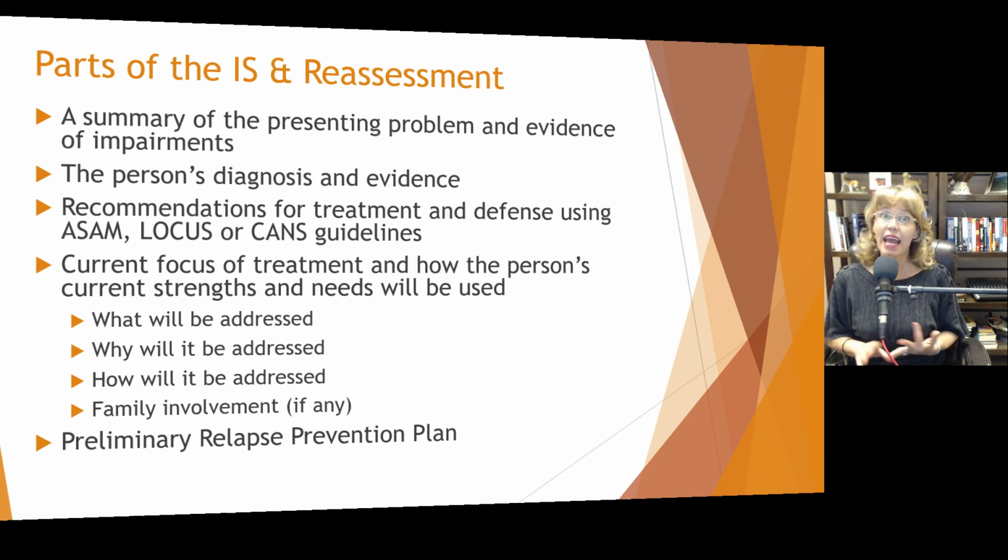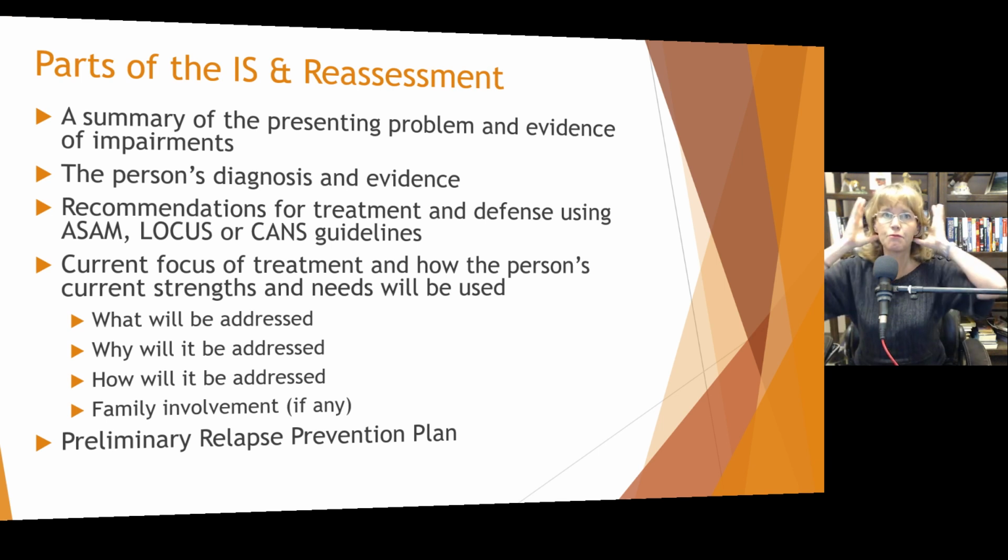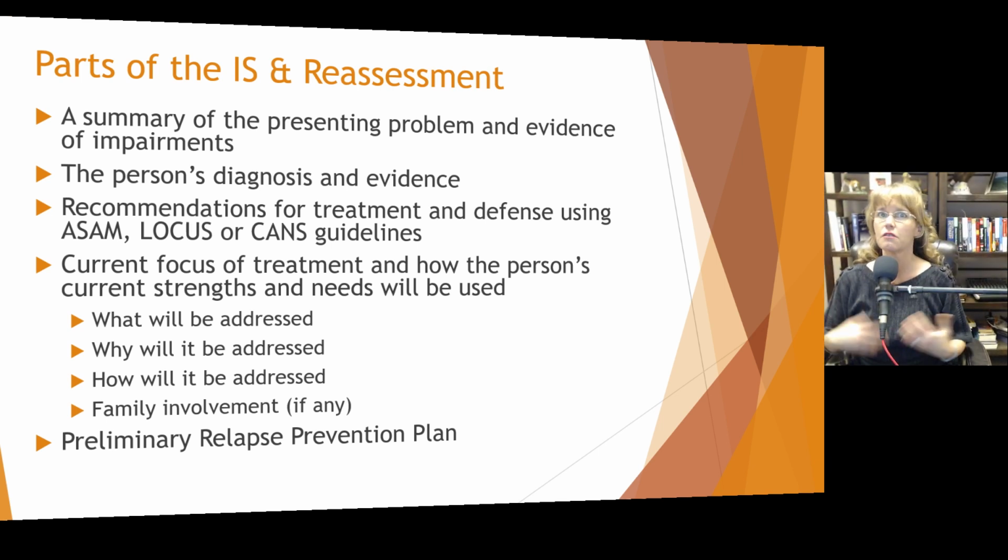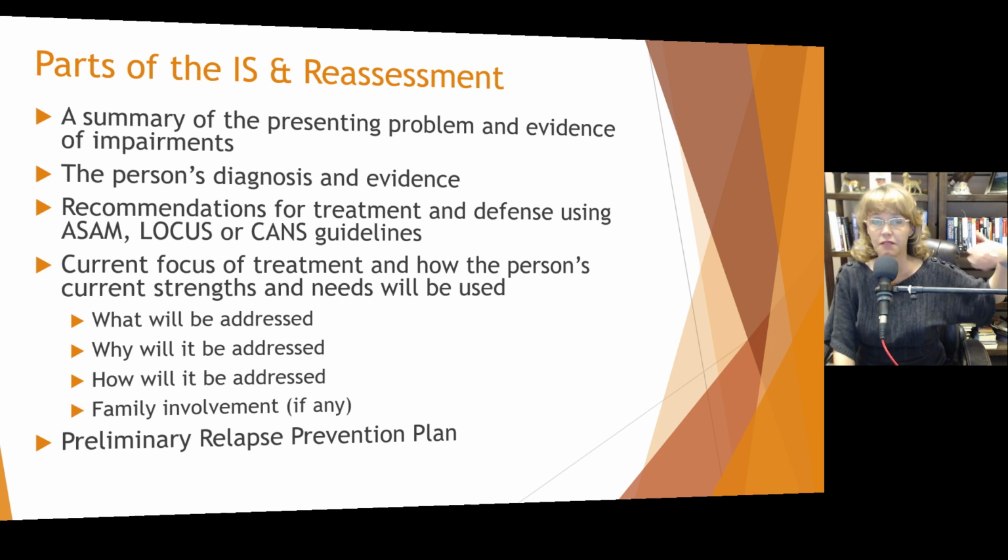The integrated summary and reassessment both have a summary of the presenting problem or problems and evidence of impairments. The person's diagnoses, as you give them, because most of our clients are on insurance, so we're going to have to use that, and the evidence to support that. If you are going to your Blue Cross or Blue Shield or Aetna or somebody and trying to get additional authorization, additional sessions authorized, you're going to need to be able to demonstrate what's going on with this person. And if you've done insurance billing, this is old hat to you.